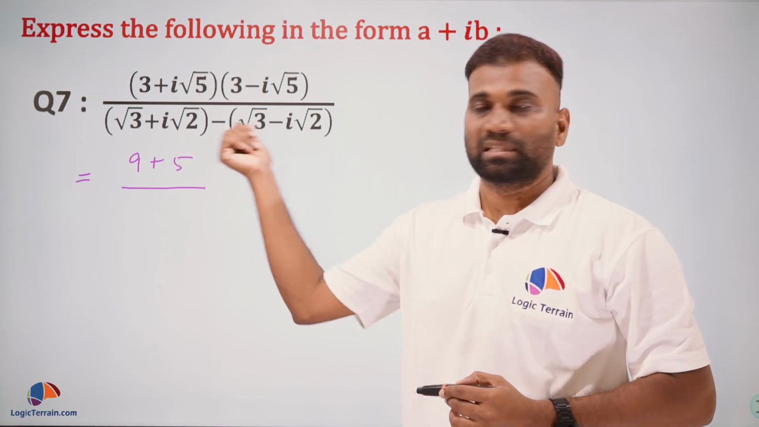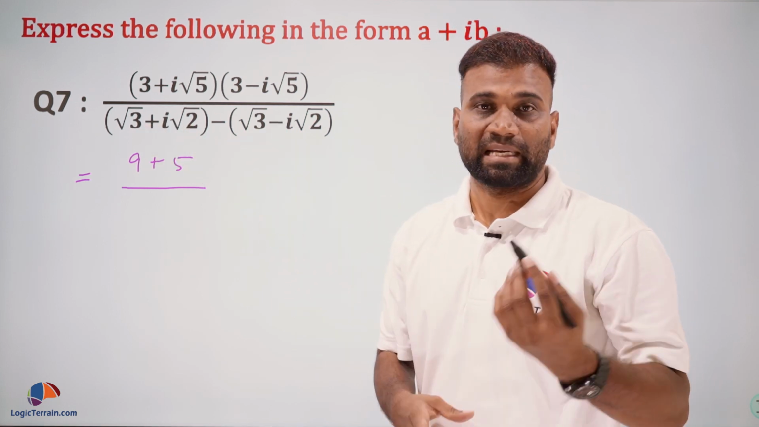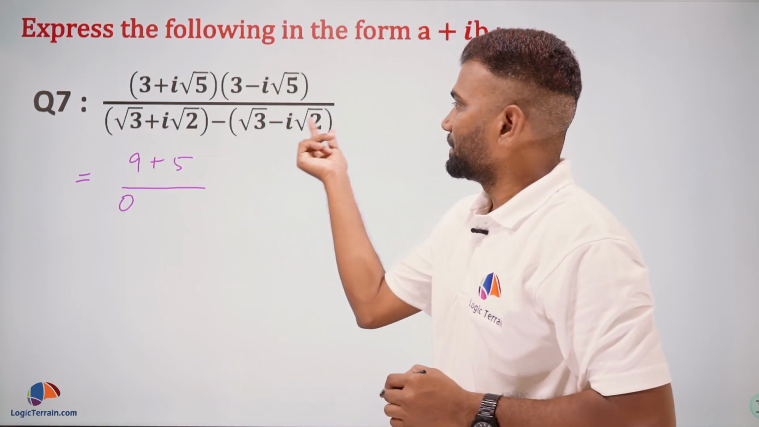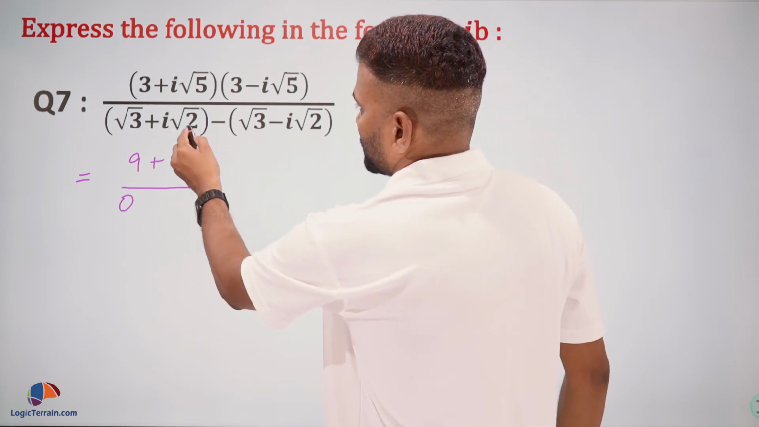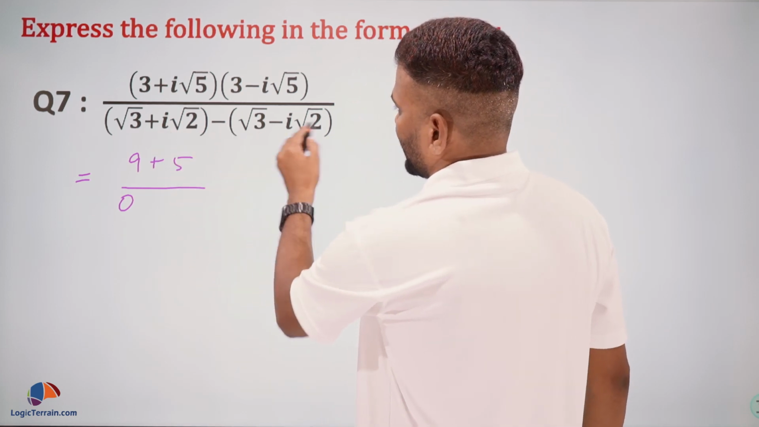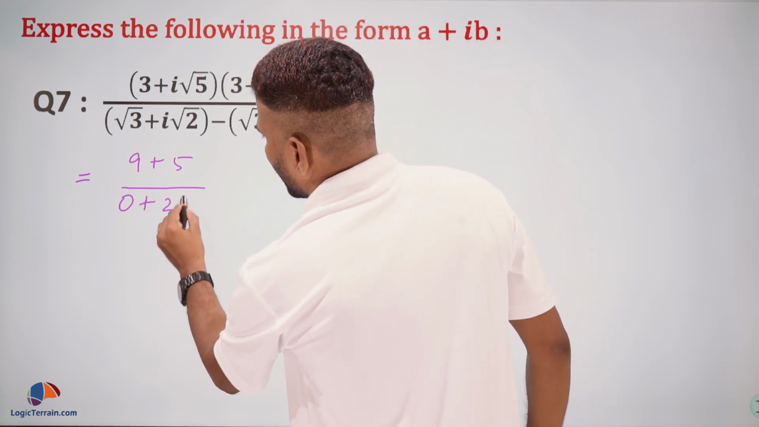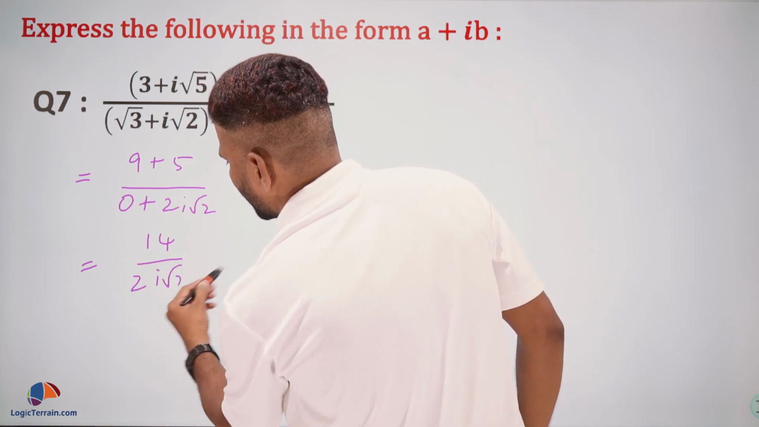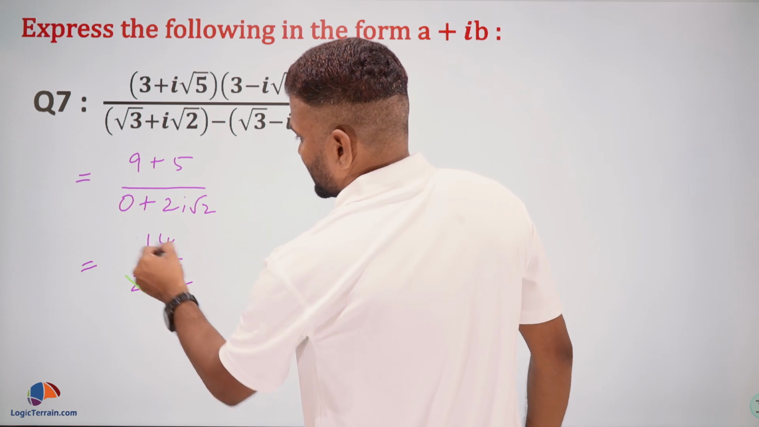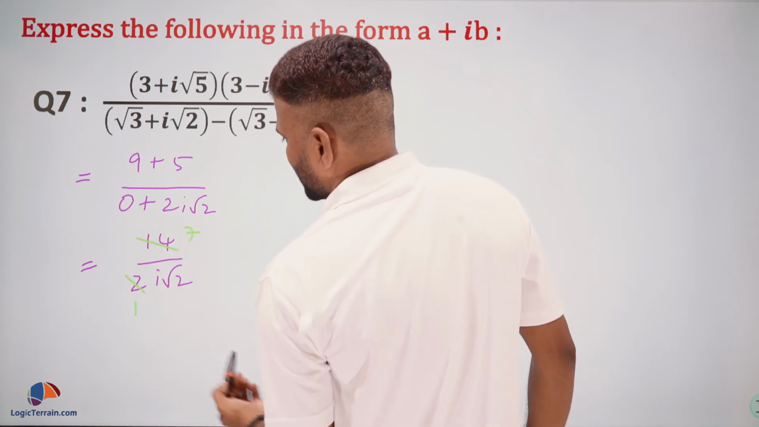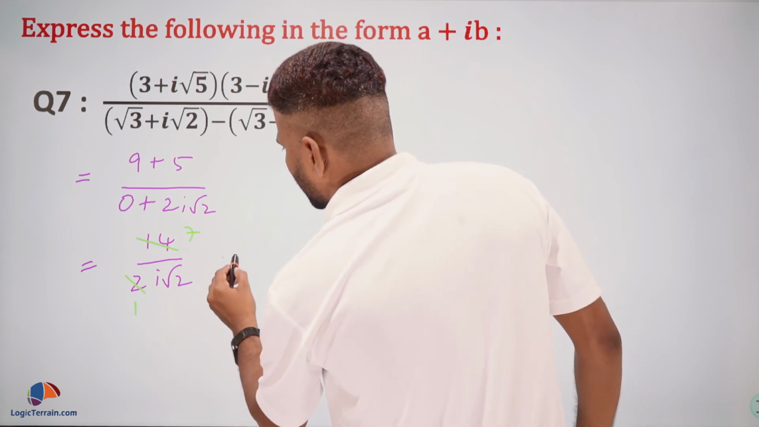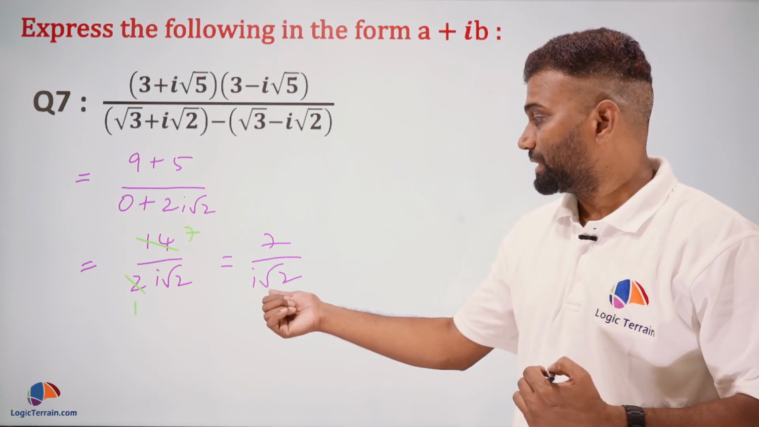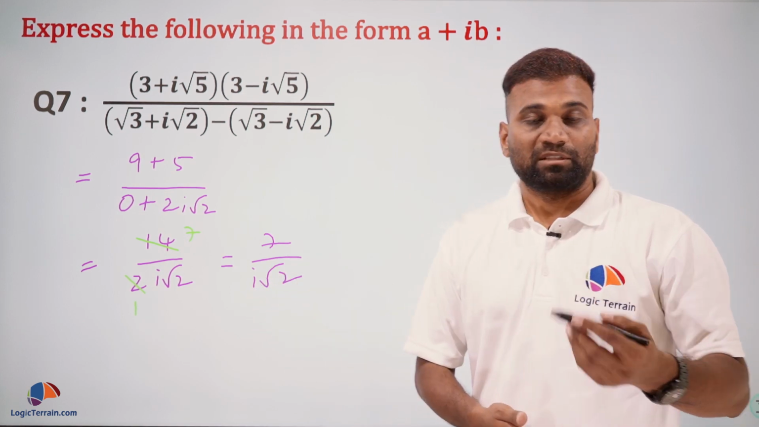These two complex numbers are subtracting, so we'll subtract both the real parts as well as the imaginary parts. Square root 3 minus square root 3 becomes 0, and the imaginary parts, that is i square root 2, negative into negative positive, i square root 2, this becomes 2i square root 2. Further this becomes 14 upon 2i square root 2. Here 2 divides 14 7 times, 2 1s are 2, 2 7s are 14. So we got 7 upon i square root 2, but here i is in the denominator, so further we have to rationalize.